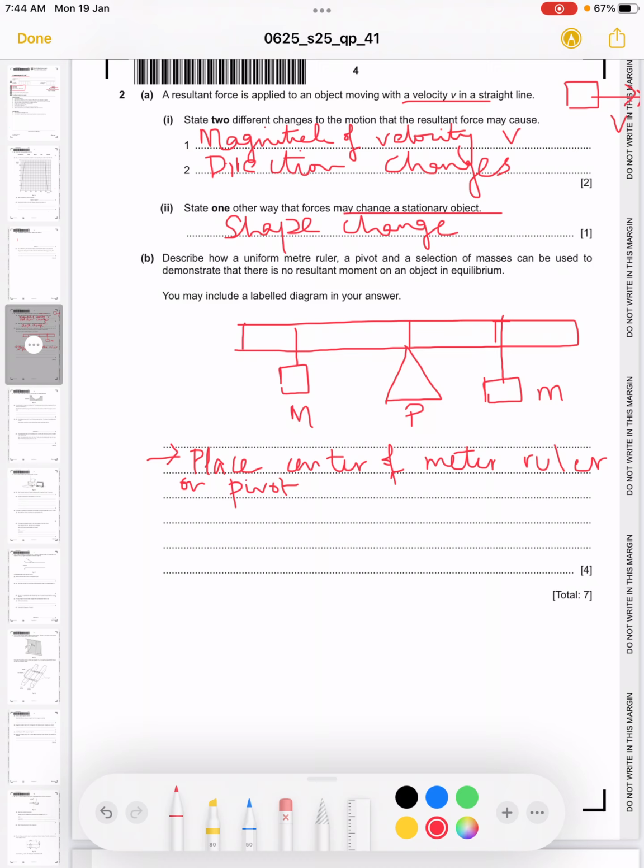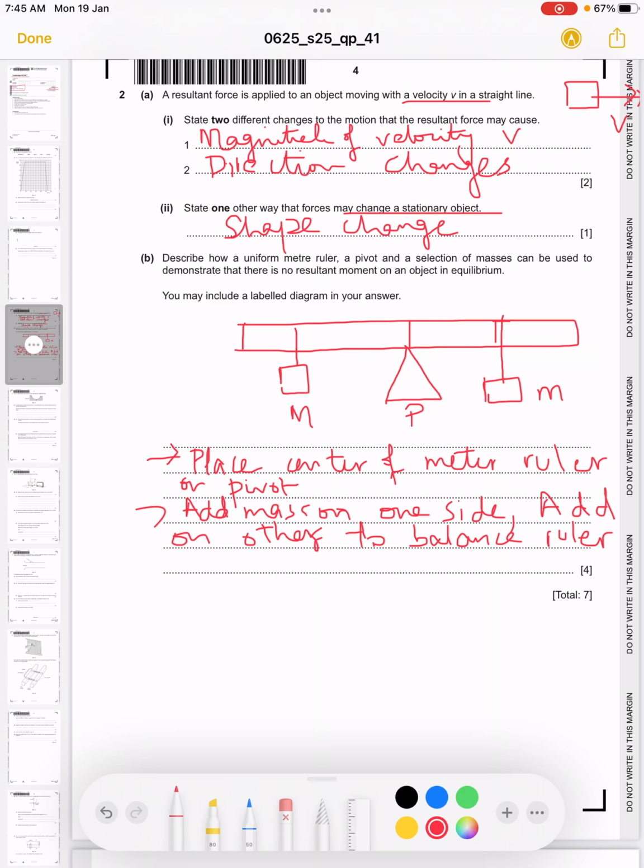Then the second point is add masses. Add mass on one side and balance it, then add mass on the other side to balance the ruler. We have explained the setup.